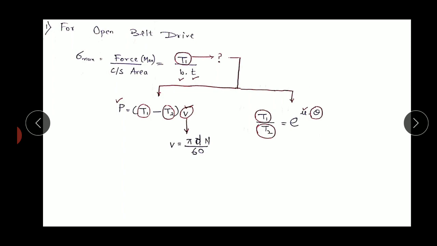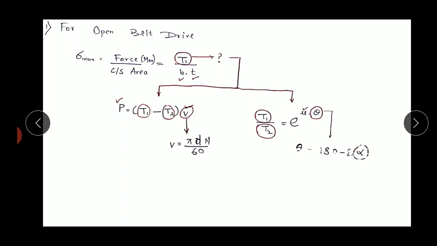So mu is the coefficient of friction, it is given as 0.25. The only unknown over here is theta. So how to find theta? Theta is the angle of lap. And you should remember that this theta is in terms of radians because it is out of the trigonometric function. So how to find theta?